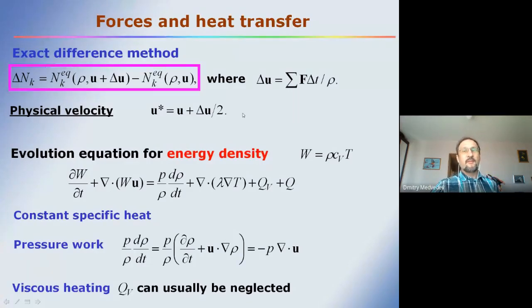the action of force. Also, we simulate the transfer of heat in our model. We use the model with constant specific heat. So there is advection of internal energy and the sources. This is pressure work, this is heat conduction, viscous heating, and other sources of heating. We simulate the pressure work by finite differences. Viscous heating is usually neglected because it is small.